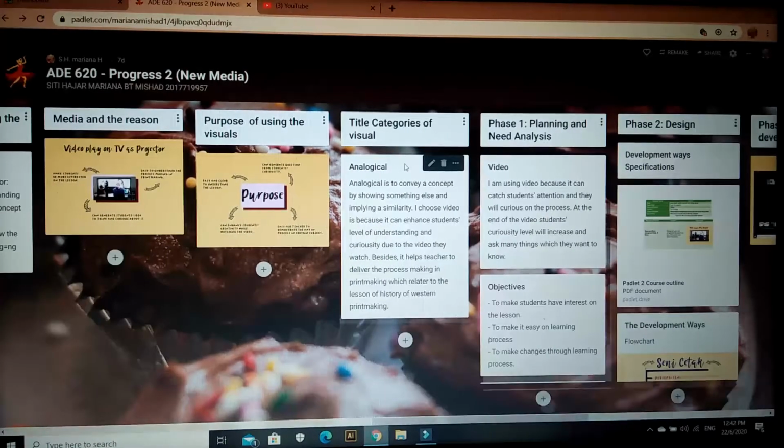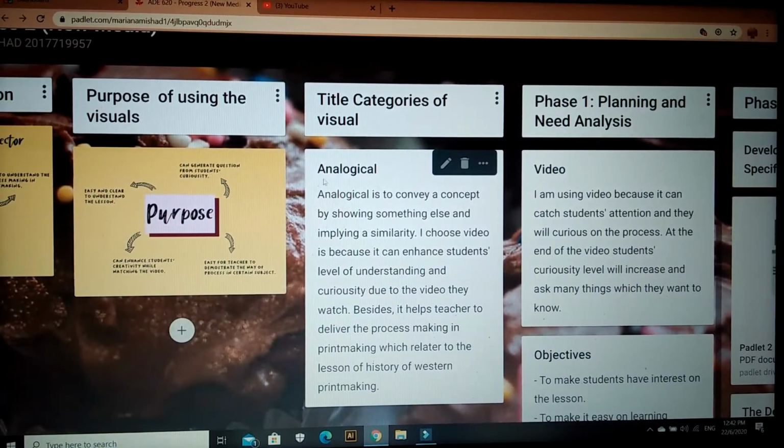Next is the title of the visual. I choose analogical. Analogical is to convey a concept by showing something else and implying a similarity.